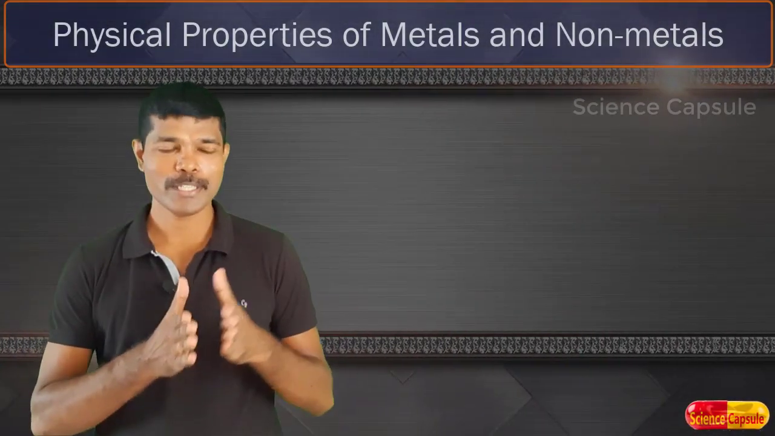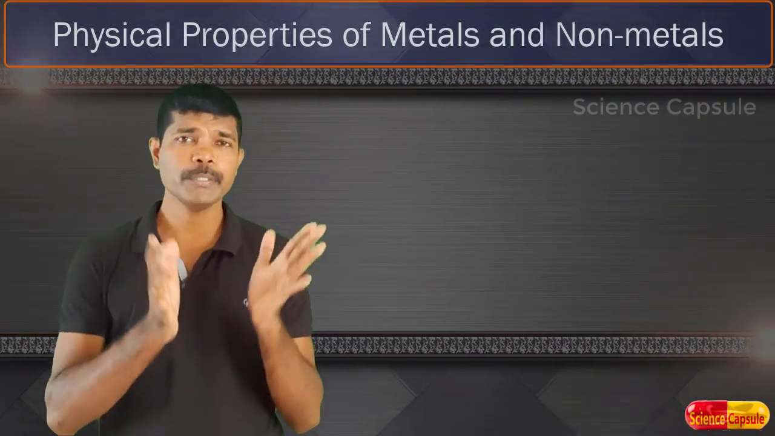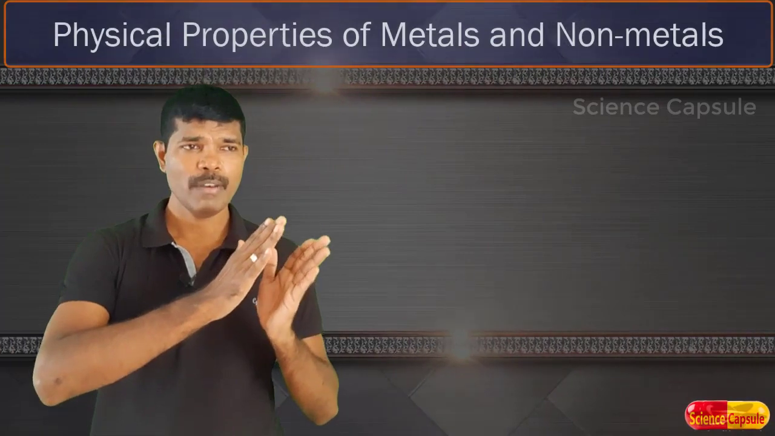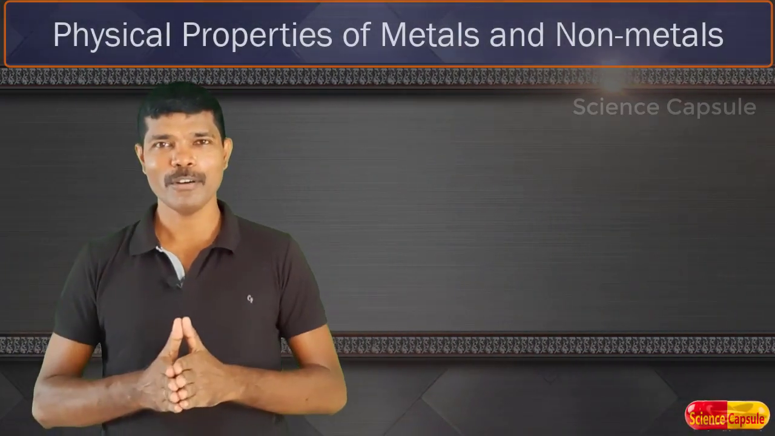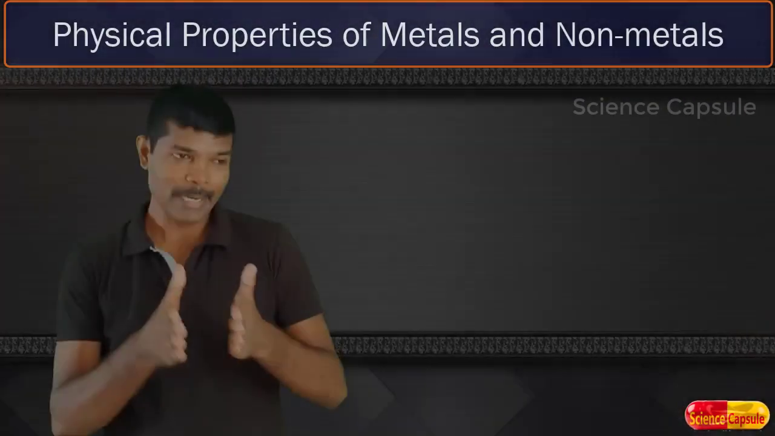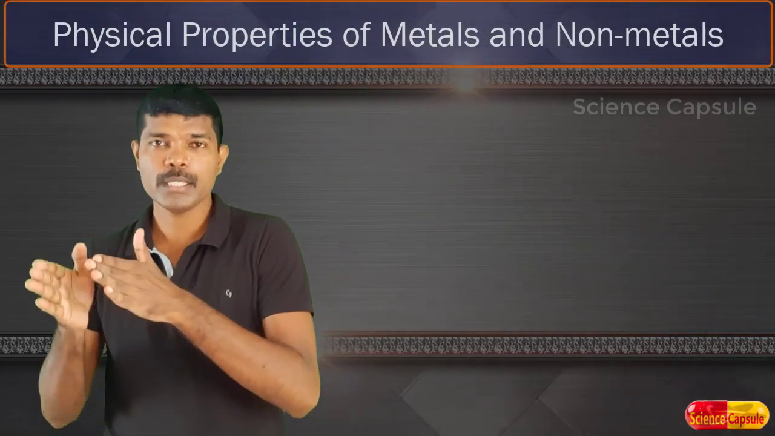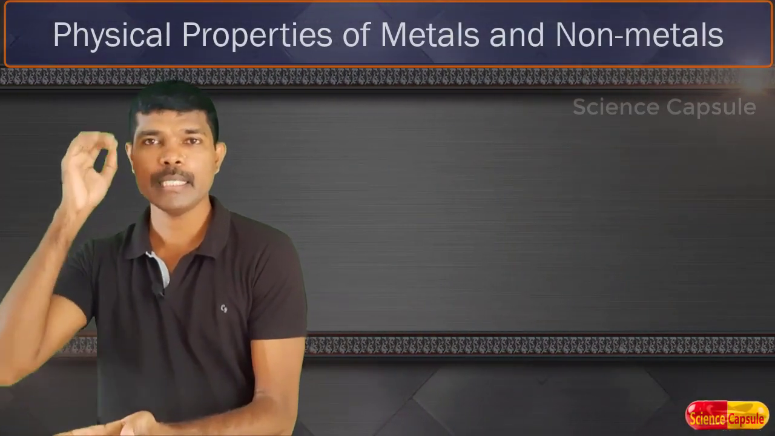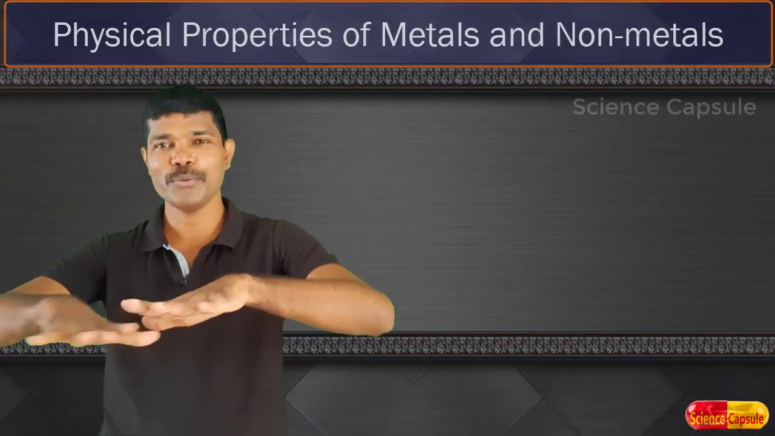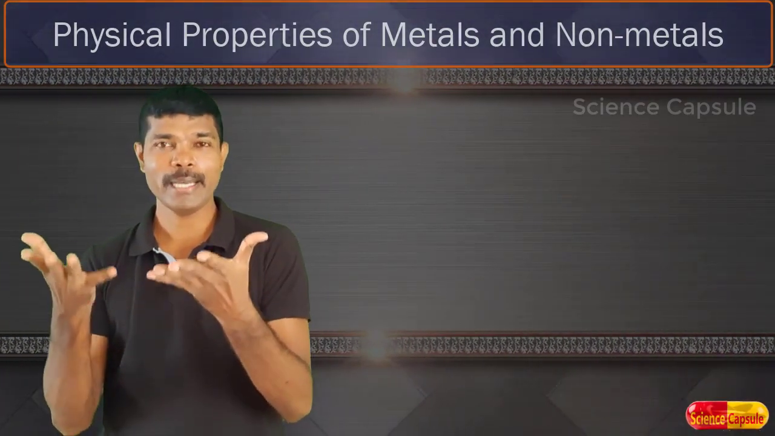So far we have discussed the properties of metals, and all those properties will be opposite in the case of non-metals. That means non-metals are soft in nature, while metals are malleable. Opposite to malleability is brittle: when a non-metal is beaten, it won't change into thin sheets, rather it breaks into powder. We call this brittle.